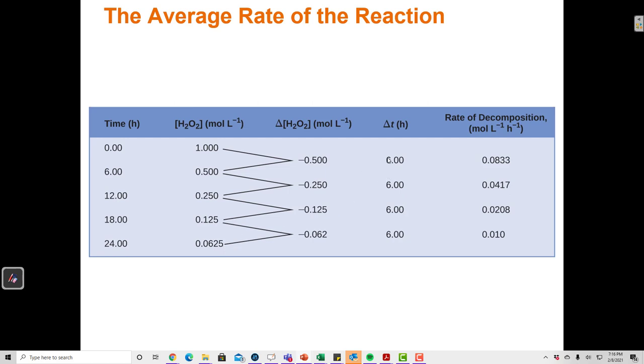So what that means is that the beginning of the reaction is going really fast. I'm using up H2O2, I'm using up reactant really quickly. But by the end of the reaction, the rate of product or the rate of reactant is changing much more slowly.